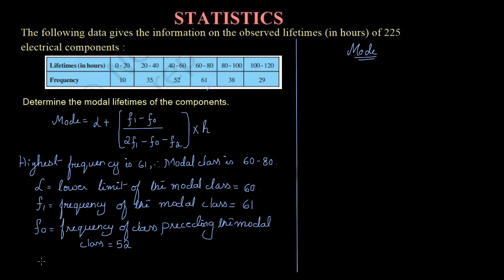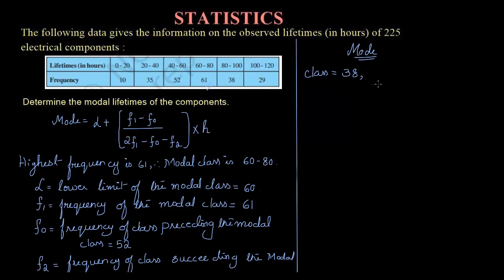Then we have F2. F2 is the frequency of the class succeeding the modal class. This is the modal class, so the class which is succeeding the modal class is this one. What is the frequency of this? It is 38.